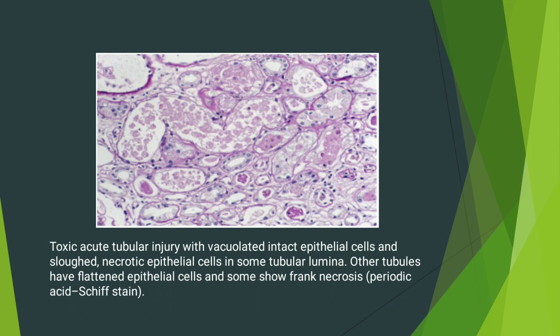This is a photomicrograph of a special stain, that is periodic acid Schiff. Here we can see toxic acute tubular injury with vacuolated intact epithelial cells and sloughed necrotic epithelial cells in some tubular lumina. Other tubules have flattened epithelial cells and some show frank necrosis.